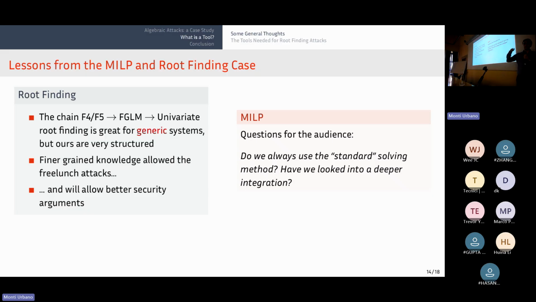Now, I actually have a question for you, because I have never used MILP. When you use MILP to find, say, a nice differential trail, do you use a standard solving method, or have you looked deeper into how this MILP solver works, and maybe at designing your own dedicated MILP solving technique that works especially well for your problems? So is it something that someone has looked into? Yeah, Thomas.